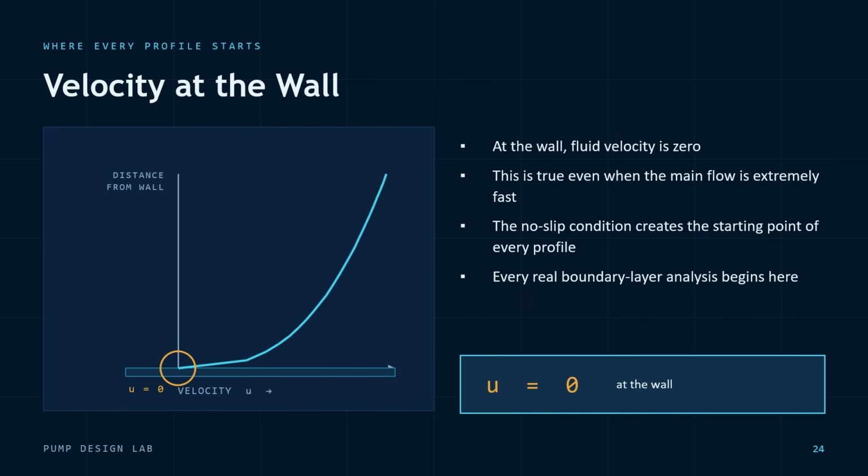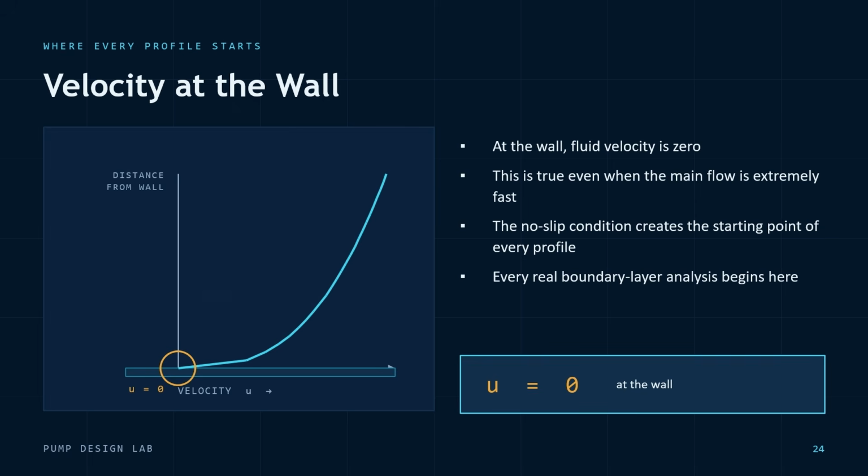Velocity at the wall. The most important point on every boundary layer profile is the wall itself. At a stationary wall, the velocity is 0. This is the direct expression of the no-slip condition. It does not matter whether the outer flow is slow or extremely fast. The first layer at the wall is held back by the surface. From that stationary wall condition, the velocity gradually recovers as we move outward.